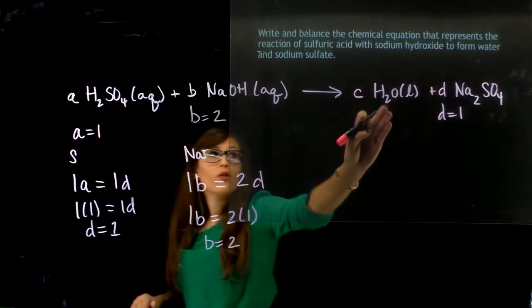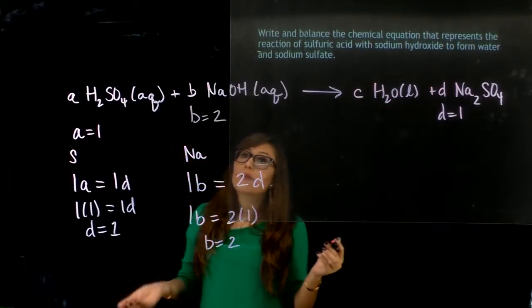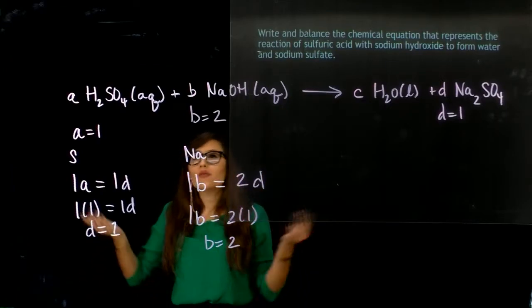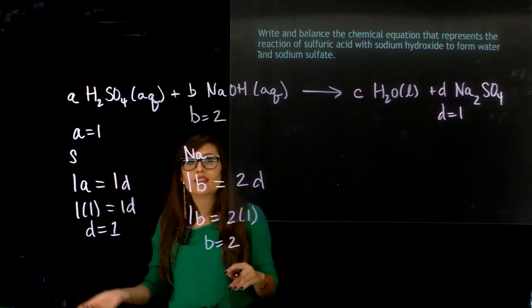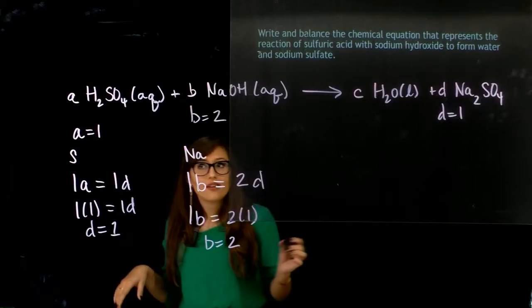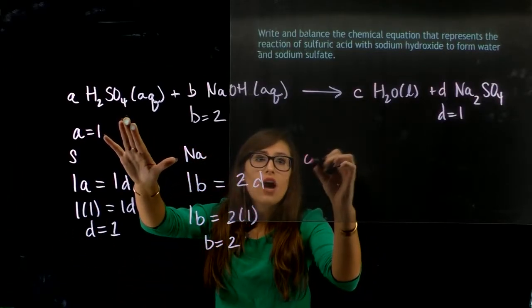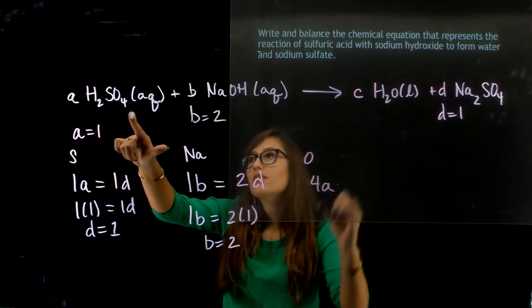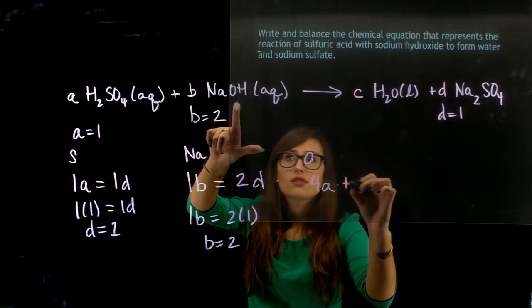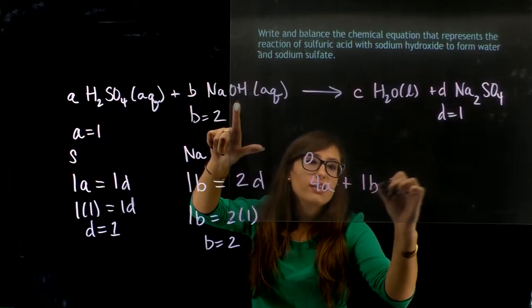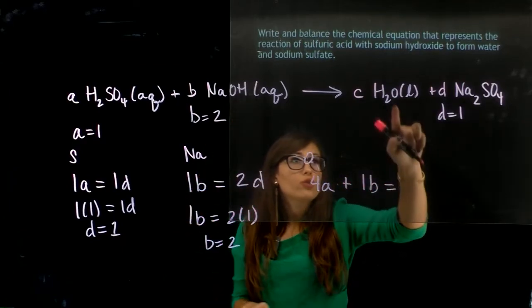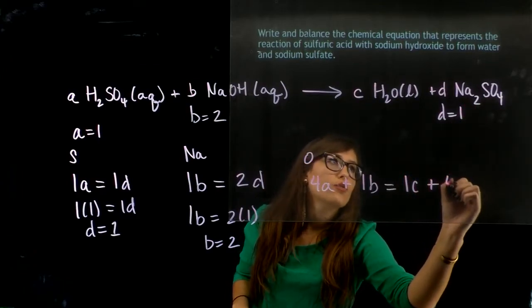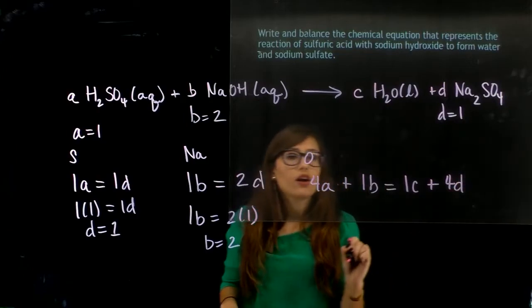Let's go ahead and solve for either hydrogen or oxygen, and we can do either one. Let's do oxygen just because it's a little bit more complicated. And so if we're solving for oxygen, we have 4 times A plus 1B, and this is equal to 1C plus 4D on the right.